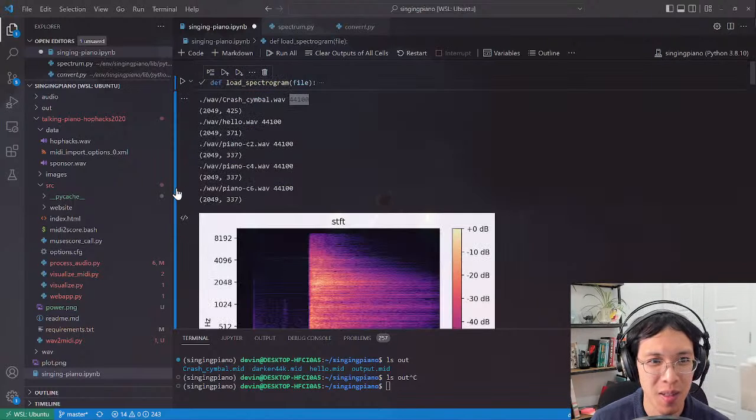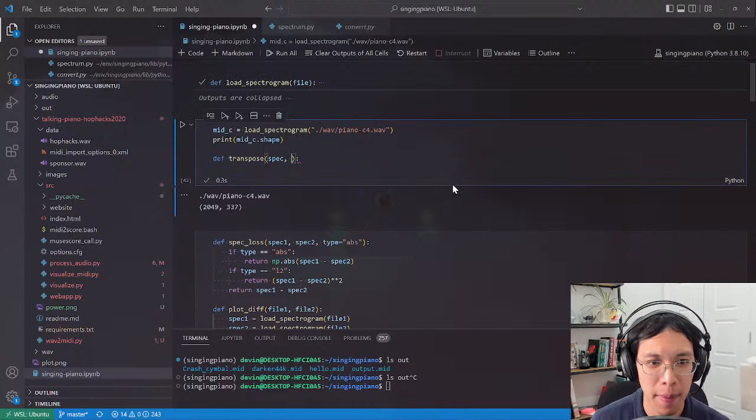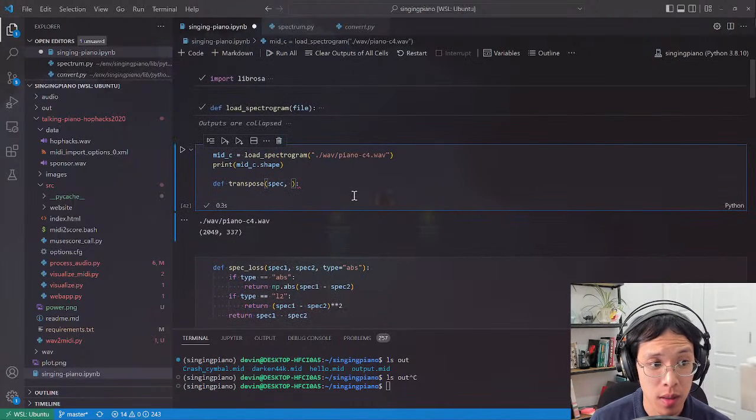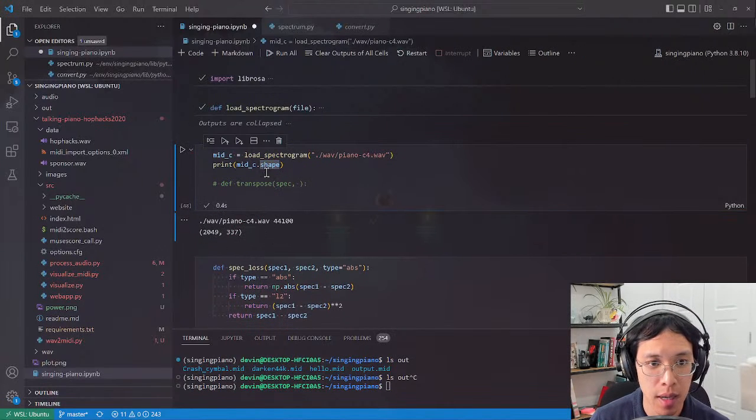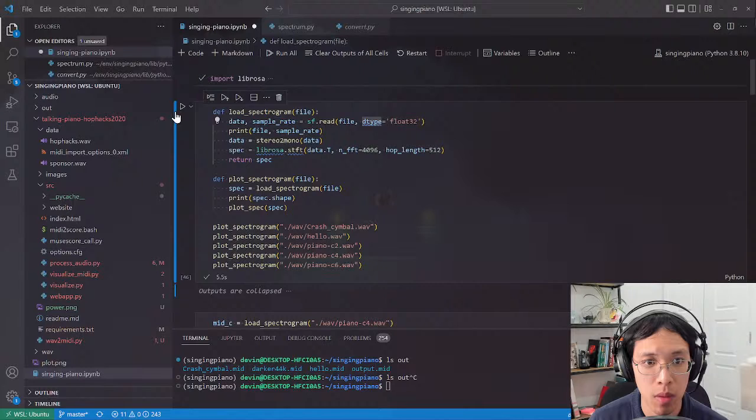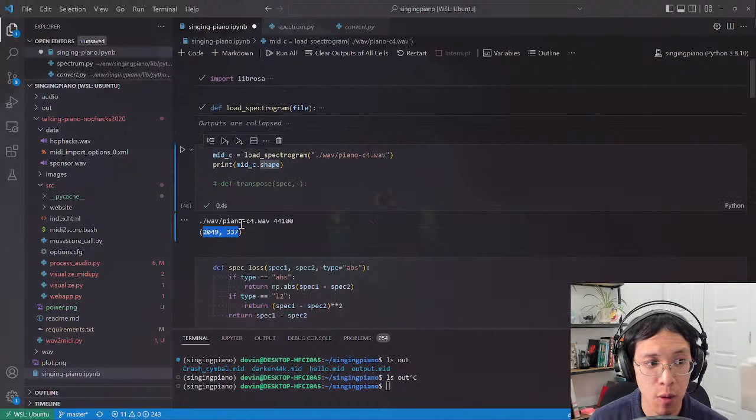So I guess back to the transposing part. What we do need to care about is basically how far you're transposing things up and down. So each spectrogram has a certain shape, right? So what I'm doing is I'm loading a spectrogram, and it says that the shape of this thing is 2049 by 337. One of these is going to be the number of frequency bins, and the other is the amount of time in it.